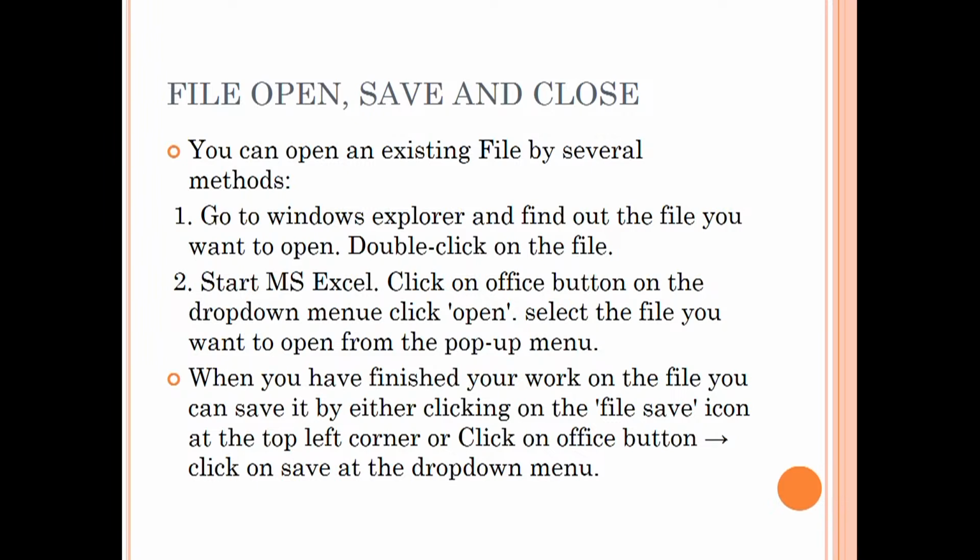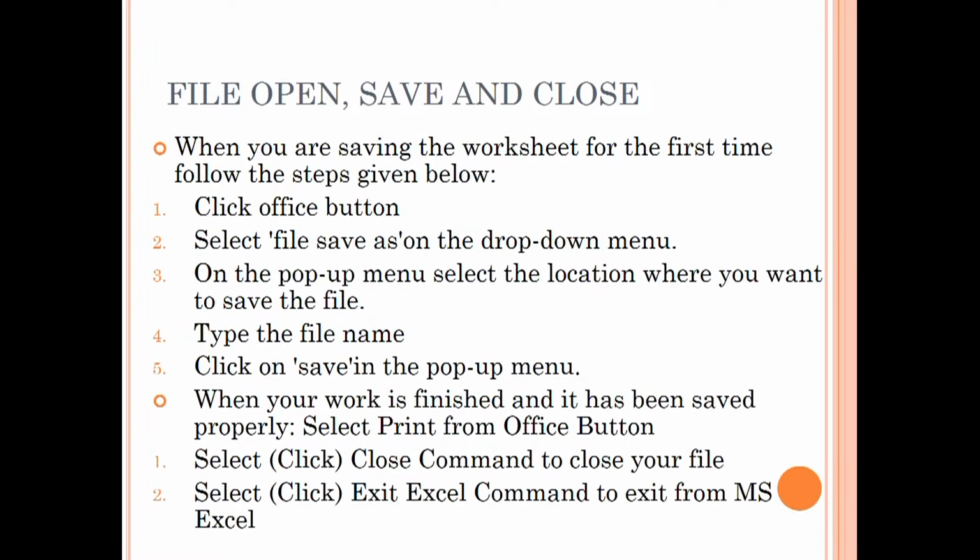Or start MS Excel, click on Office button on the drop down menu, click Open. Select the file you want to open from the pop-up menu. When you have finished your work on the file, you can save it by either clicking on the File Save icon at the top left corner or click on Office button, click on Save at the drop down menu.